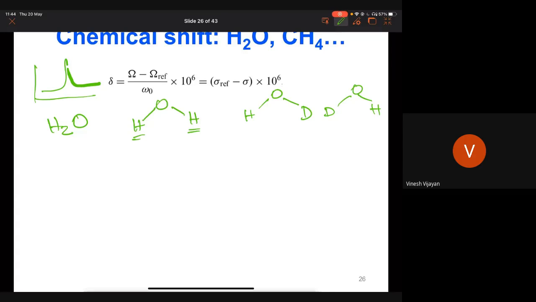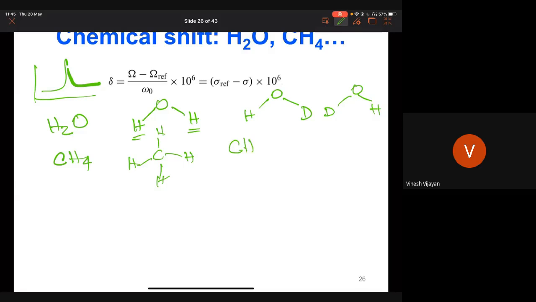But on the other hand, let's also take methane. Methane is also going to have four CHs. And since all the CH bonds are same, and if you substitute any of them with deuterium, you're going to get the same chemical entity, implying that each of the protons that's present in methane is identical. You're going to get one NMR signal.